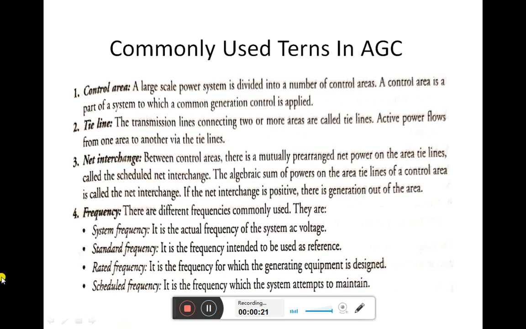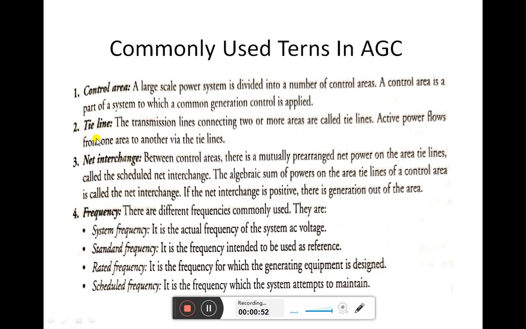The first one is control area. A large scale power system is divided into a number of control areas. A control area is part of a system to which a common generation control is applied. We have already seen that a geographically large area we are going to subdivide into various areas. So a control area is a part of the system to which the common generation control is applied.